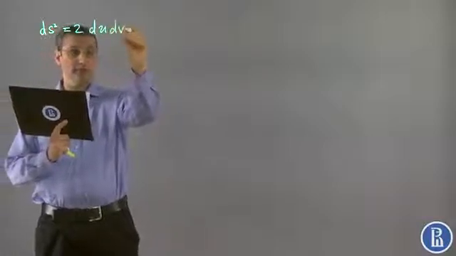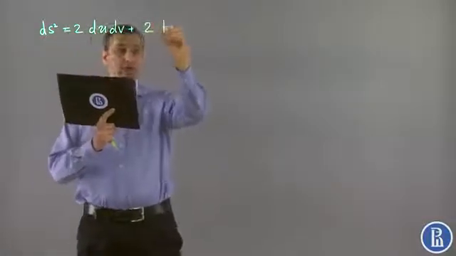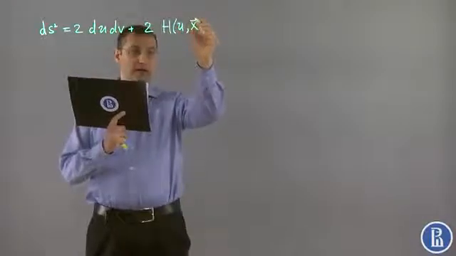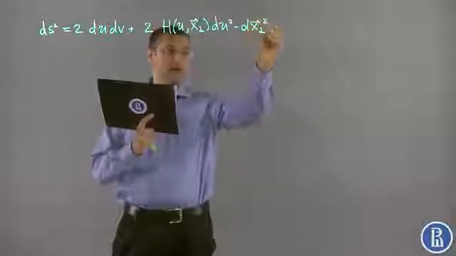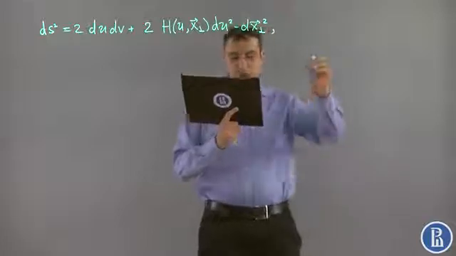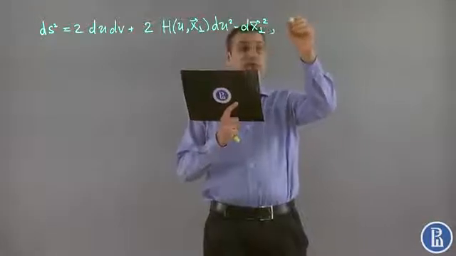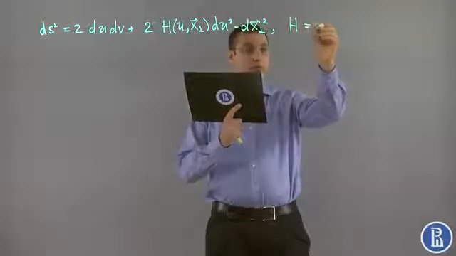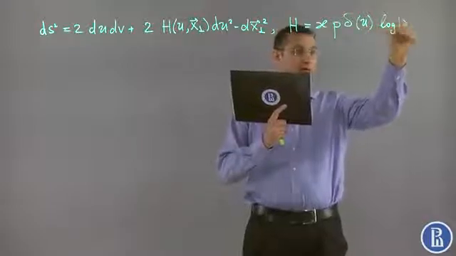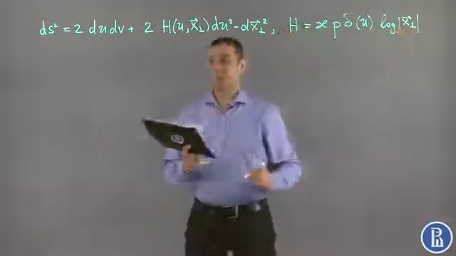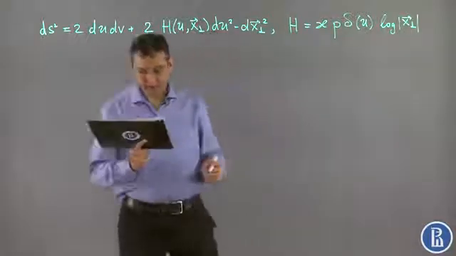So we have obtained the following solution, an exact solution of the Einstein equation: du dv plus 2h(u, x perpendicular) du squared minus dx perpendicular squared, where h is equal to kappa p delta of u log of modulus of x perpendicular. So now we want to discuss properties of this solution.